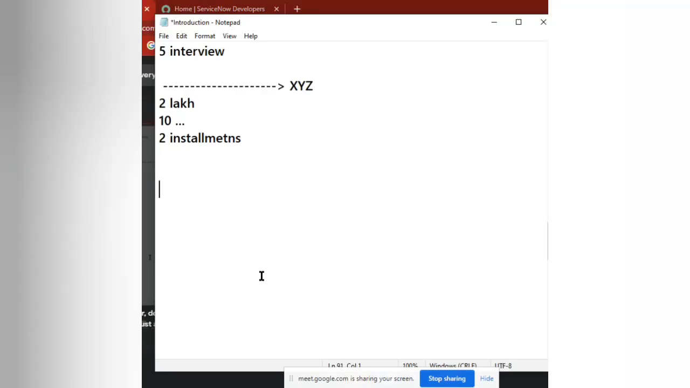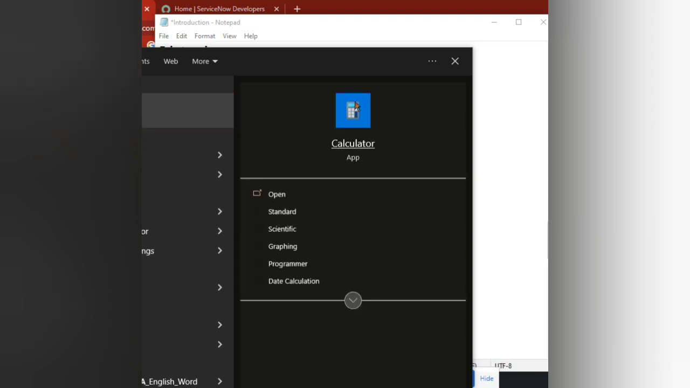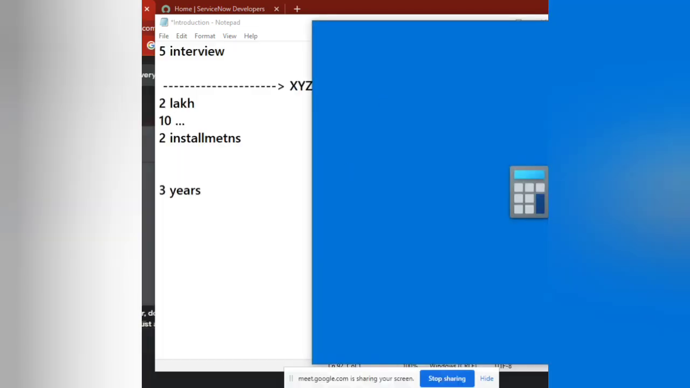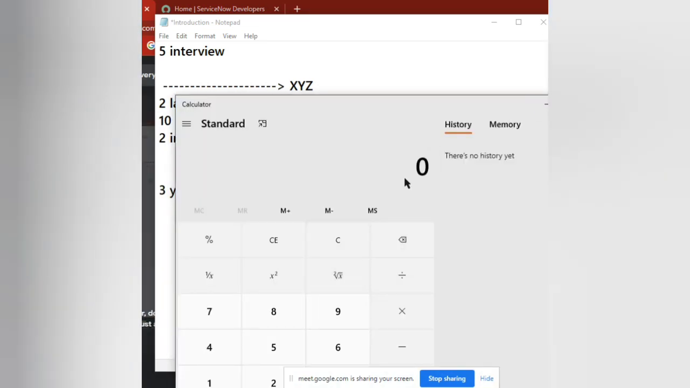See, generally, let's say I keep 2, 3 years of experience. Okay, 3 years means how many days per month? I'm just setting up some expectation. Don't get scared, don't start not attending classes from tomorrow. That is not our intention. But see, just a simple calculation.